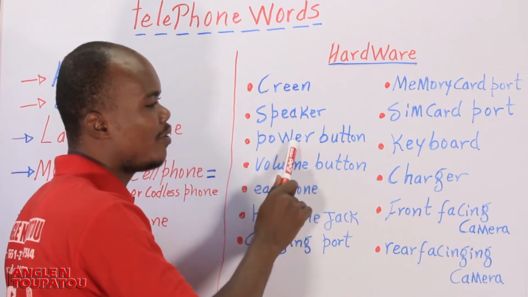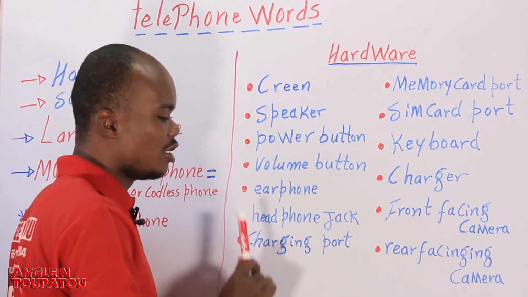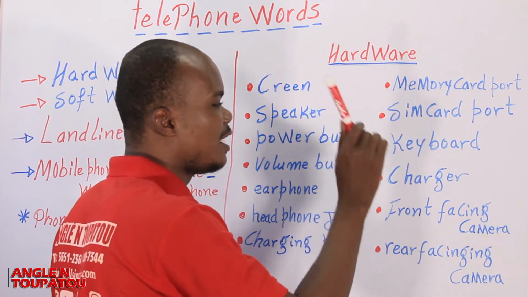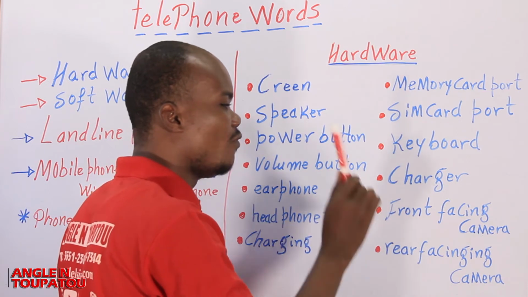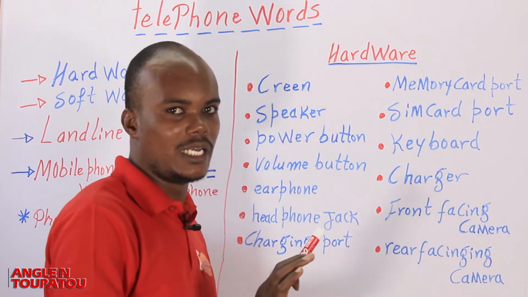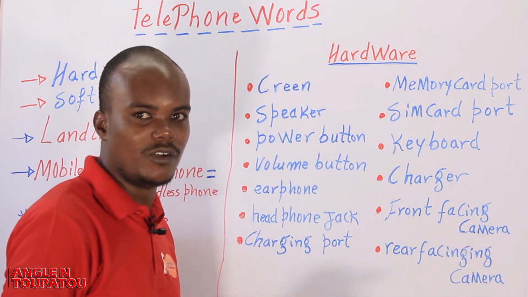Screen, speaker, power button, volume button, earphone, headphone jack, charging port, memory card port, SIM card port, keyboard, charger, front facing camera. These are hardware parts of a telephone.